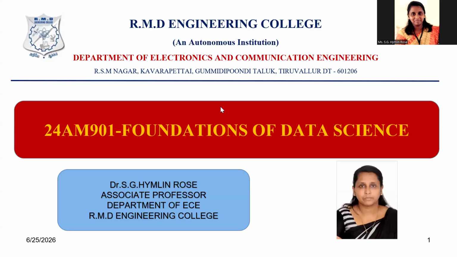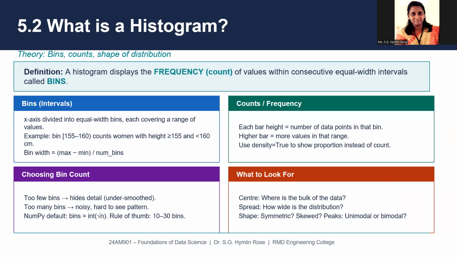Good day to all. Today we will discuss what a histogram is in the subject Foundations of Data Science. So what is a histogram? A histogram is one of the most fundamental tools in exploratory data analysis. It provides a visual summary of how numerical data is distributed across a range of values. Unlike a bar chart, which compares categories, a histogram reveals the underlying shape of continuous data.